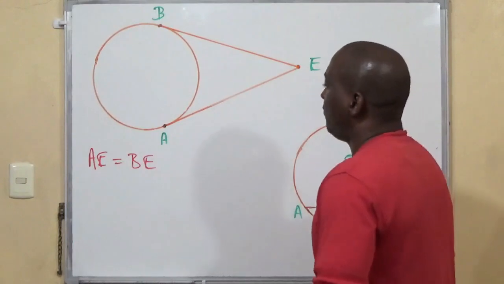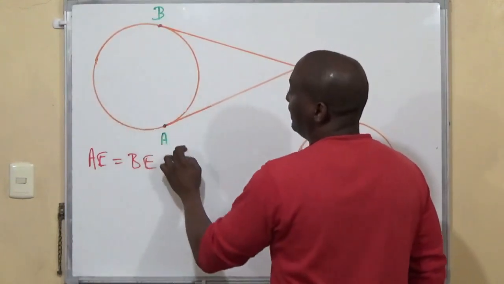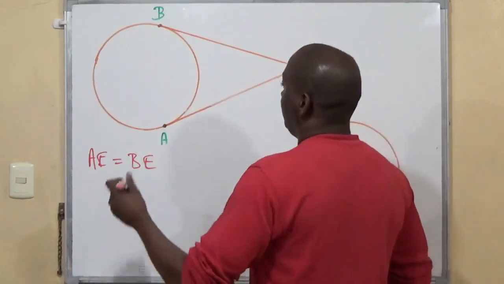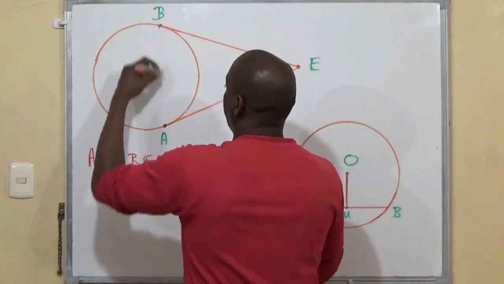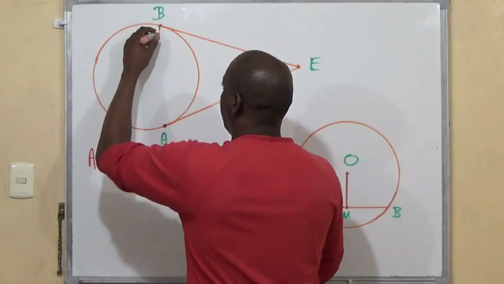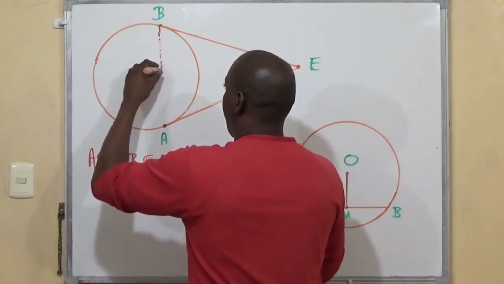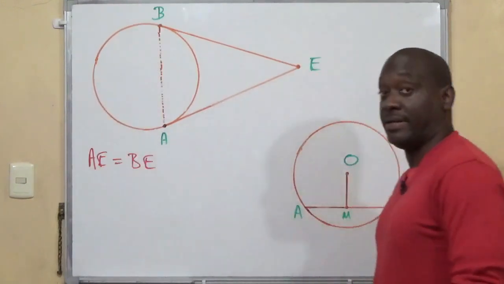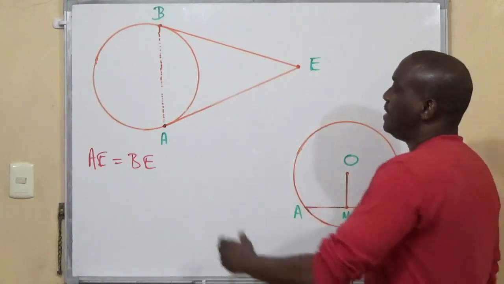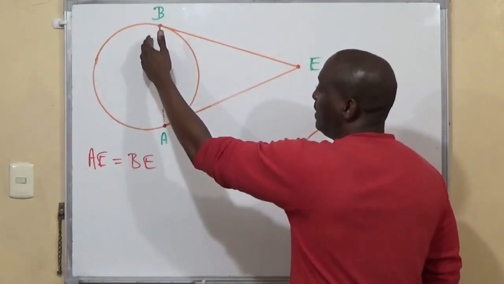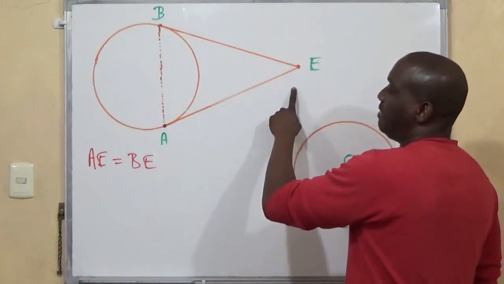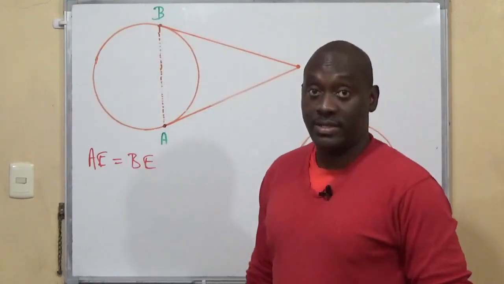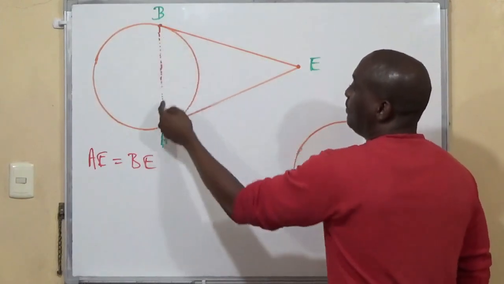Of course, if we were to join A to B and make a chord, let me do that, because sometimes you might get this in a problem. I just put it in dotted lines because we're really not too concerned with this here, but I'm just showing you what could happen in an actual question. If I were to join A to B, this AB here would then be a chord. And because BE is equal to AE, it means therefore that triangle AEB is an isosceles triangle, where this angle here would be equal to this angle here.